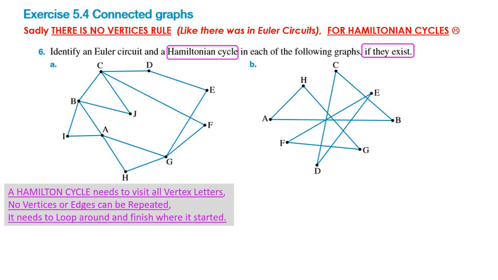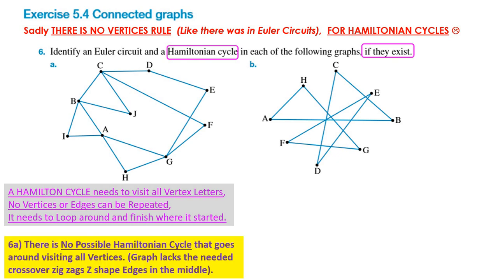So a Hamilton cycle needs to visit all the vertices, but we can't visit any vertex more than once. We can't repeat visits. Now, on this one, 6A, there is no possible Hamiltonian cycle. If you try tracing out, you can try going around the big outside one first like we did with Euler, but you come back and visit B again. Whatever you do, you'll come back and visit something more than once, and that's not allowed.